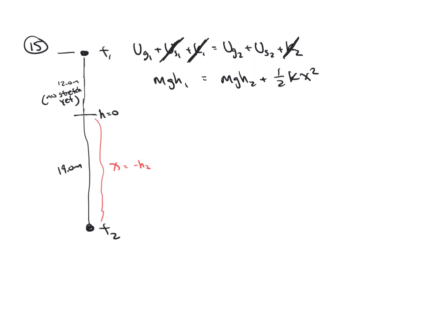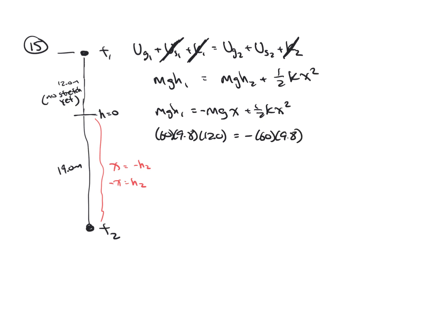Let's do the same as last time. Let's say negative x equals h2, and I'll sub it into that middle term there. So we'll have mgh1 equals negative mgx plus half kx squared. And it looks like we got a quadratic formula thing going on again. All right. Numbers: 60, 9.8, 12.0 equals negative 60, 9.8 x plus half.